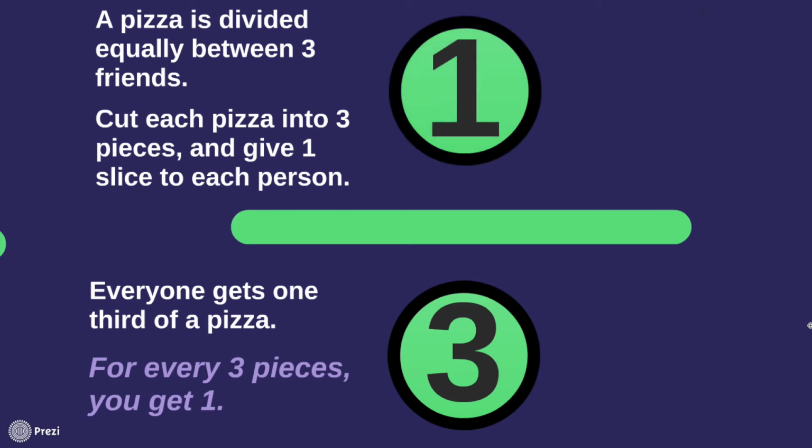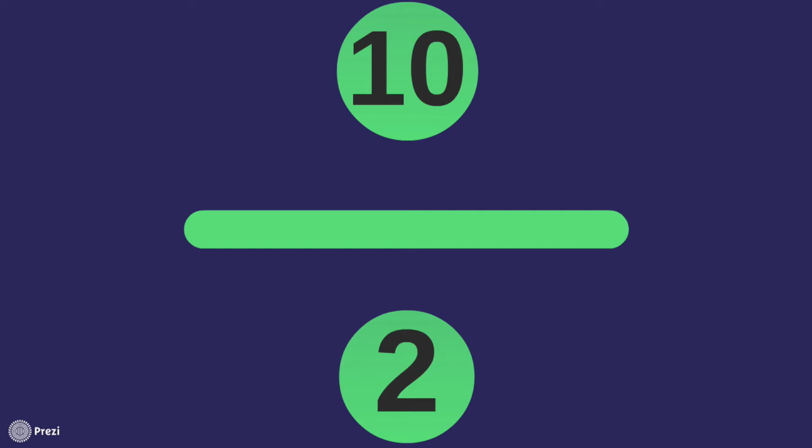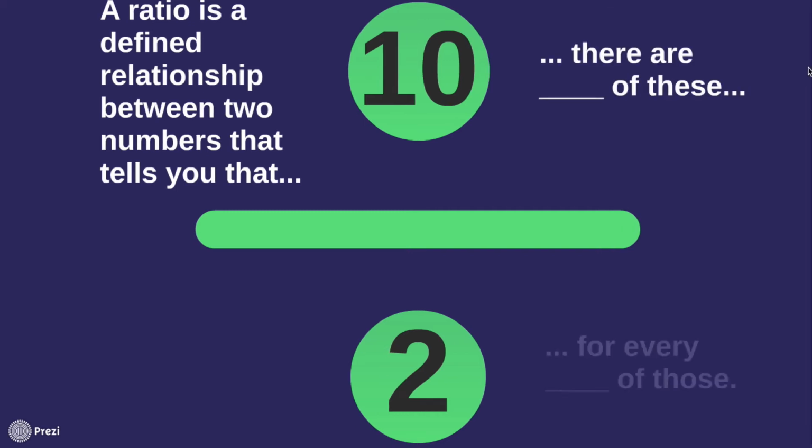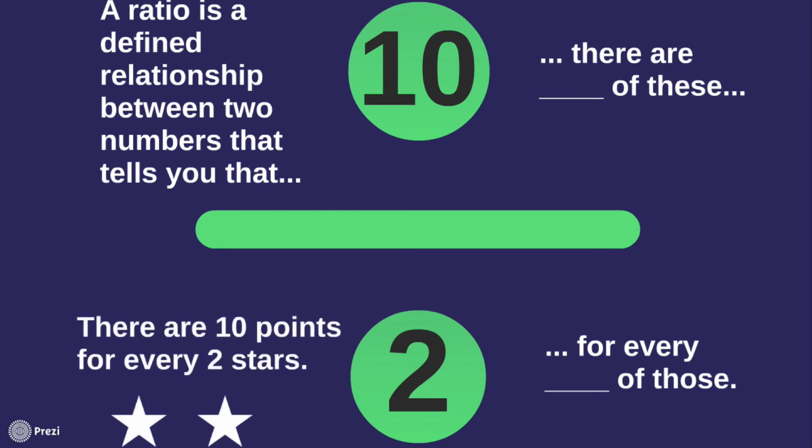Now here's a question. Could you ever have a ratio where the numerator is larger than the denominator? Sure, that's no problem at all. Here you see 10 over 2. Now, what is this ratio telling us? Well, any ratio is a defined relationship between 2 numbers that tells you that there are blank of these for every blank of those. So in our case of 10 over 2, perhaps we're talking about stars. There are 10 points for every 2 stars.